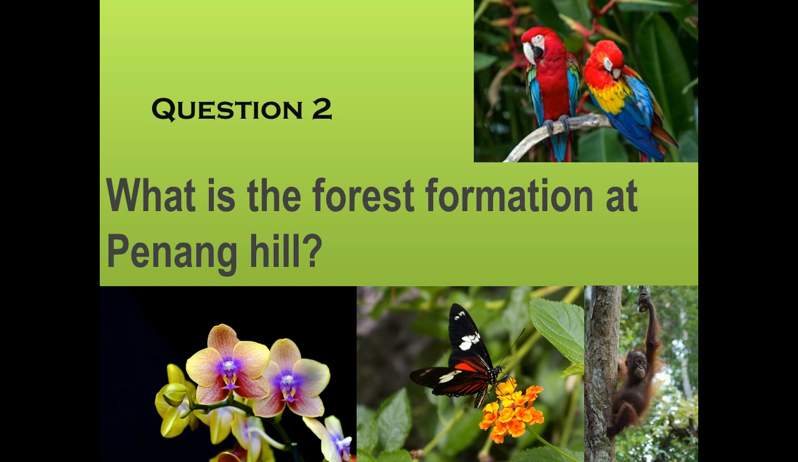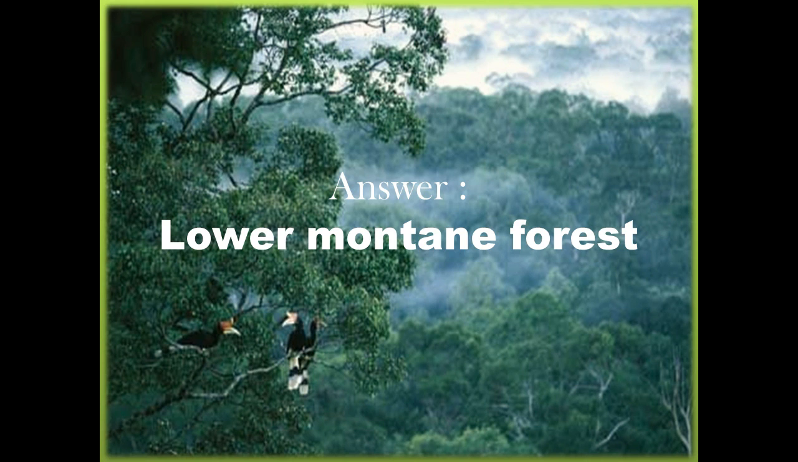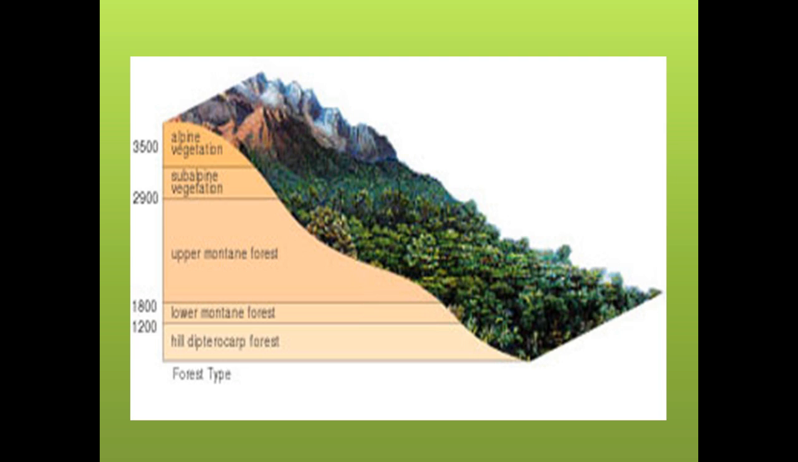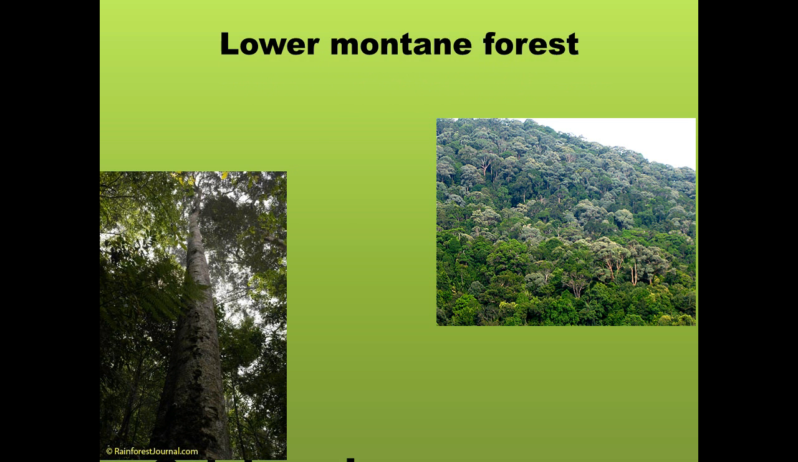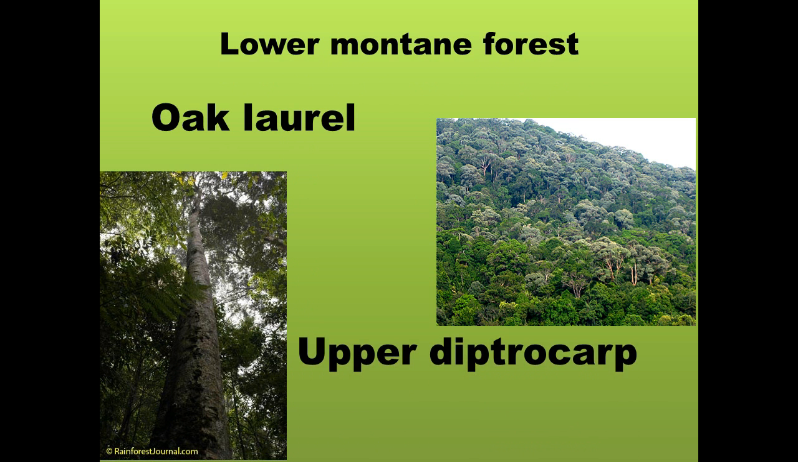For the first question, what is the forest formation at Penang Hill? The forest formation of the Penang Hill is the lower mountain forest type. The Penang Hill forests are located about 2,500 feet above the sea level. And, as we have already known, the lower mountain forest formation is further divided into two, which are the oak laurel and the upper dipterocarp. The most common groups of plants from oak laurel are Fagaceae and Lauraceae, while the upper dipterocarp groups are mostly from the Shorea species and Dipterocarpus species.